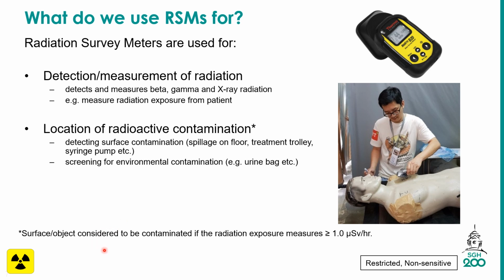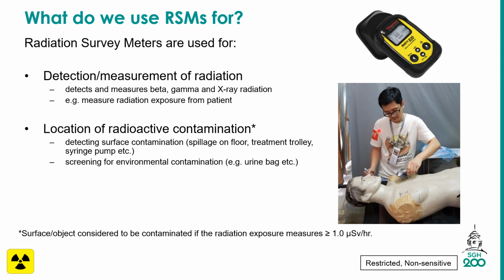Now, one important point that you want to remember on this slide is that the surface of the object is considered to be contaminated if the radiation exposure measures 1 microsievert per hour. So do note that this RSM instrument measures in terms of microsievert per hour. So it's a rate, just like velocity, which is kilometers per hour, right? Just like that, this instrument measures a rate, and that is the radiation exposure, which is microsievert per hour. All right, so as long as it is greater than 1, then it's said to be contaminated.